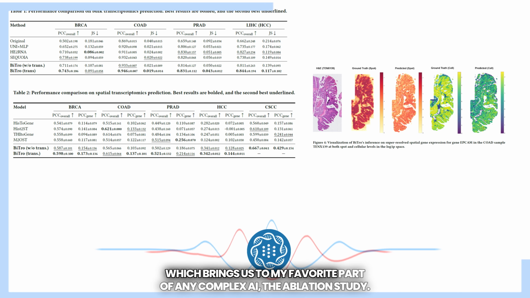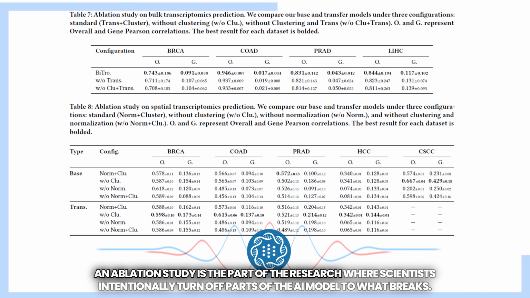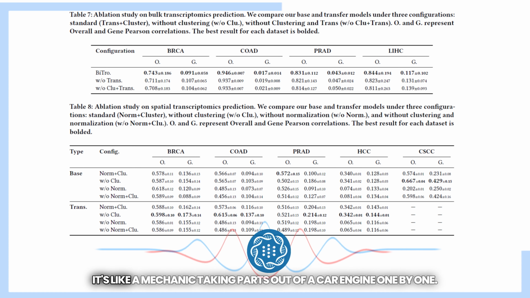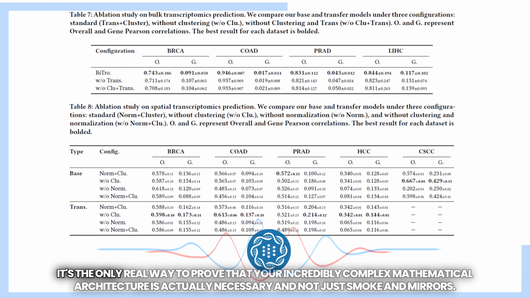Which brings us to my favorite part of any complex AI paper, the ablation study. I knew you would bring this up. For you listening, an ablation study is the part of the research where scientists intentionally turn off parts of the AI model to see what breaks. It's my favorite part because it's so revealing. It's like a mechanic taking parts out of a car engine one by one, right? Just to see which specific belt or spark plug actually makes the car stop running. Exactly. It's the only real way to prove that your incredibly complex mathematical architecture is actually necessary and not just smoke and mirrors.